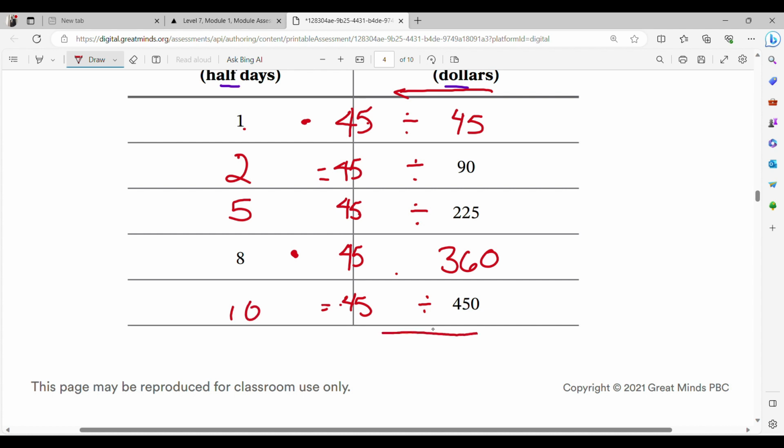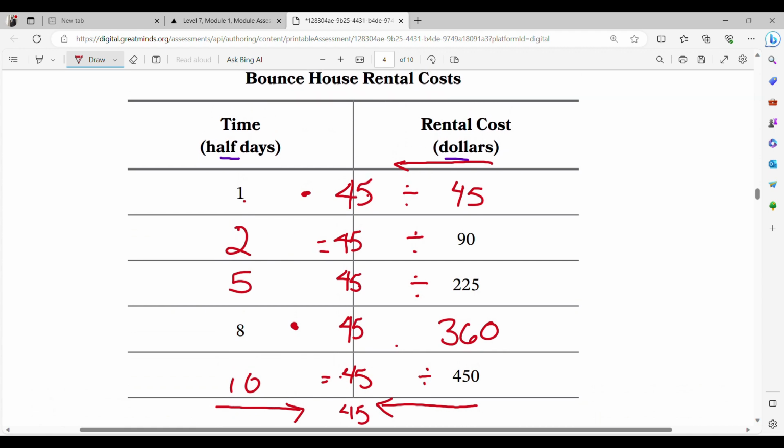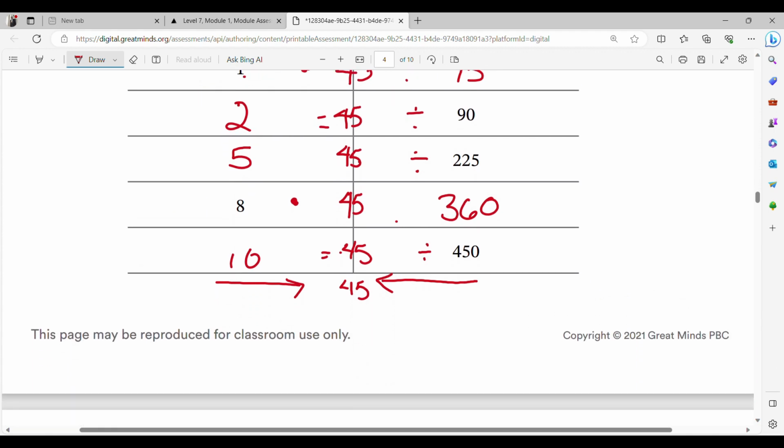Alright, so if we're going in this direction, it's division. If we're going in this direction, you multiply. Either way, the rate in the middle was 45. Hope that didn't confuse you. Hope we got this down.